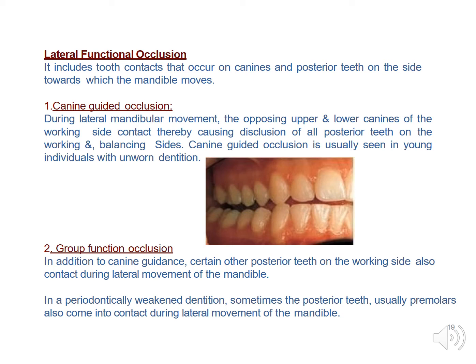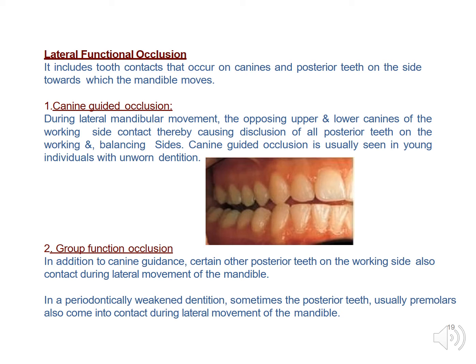During lateral mandibular movement, the opposing upper and lower canines on the working side contact, thereby causing disocclusion of all posterior teeth on the working and balancing side. Canine guidance occlusion is usually seen in a young individual with unworn dentition.